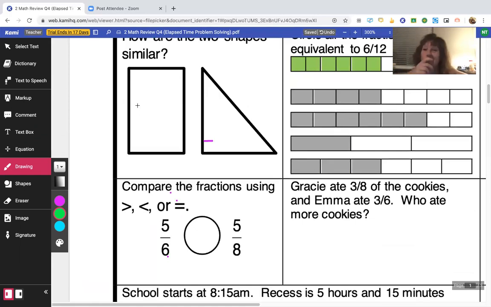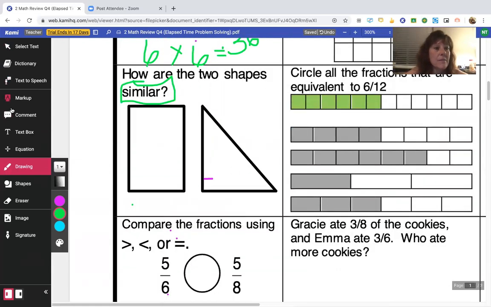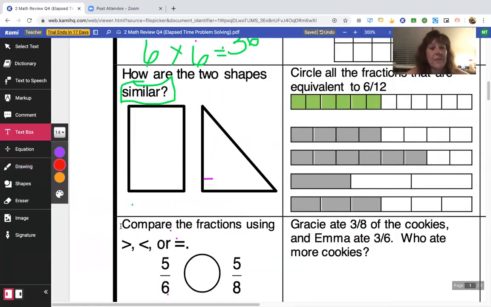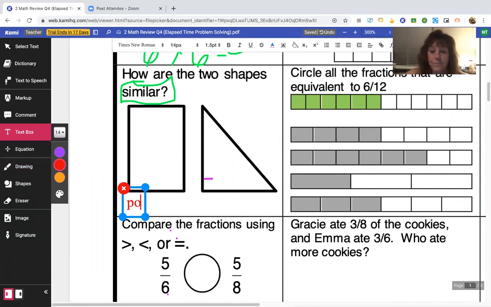How are the two shapes similar? Well, I see that they both have different lengths, different amounts of sides. So that's not similar, that's different. We want similar. I notice that they all have more than 2 sides, so they would both be polygons, right? So I could put a text box in there. So they're both polygons.